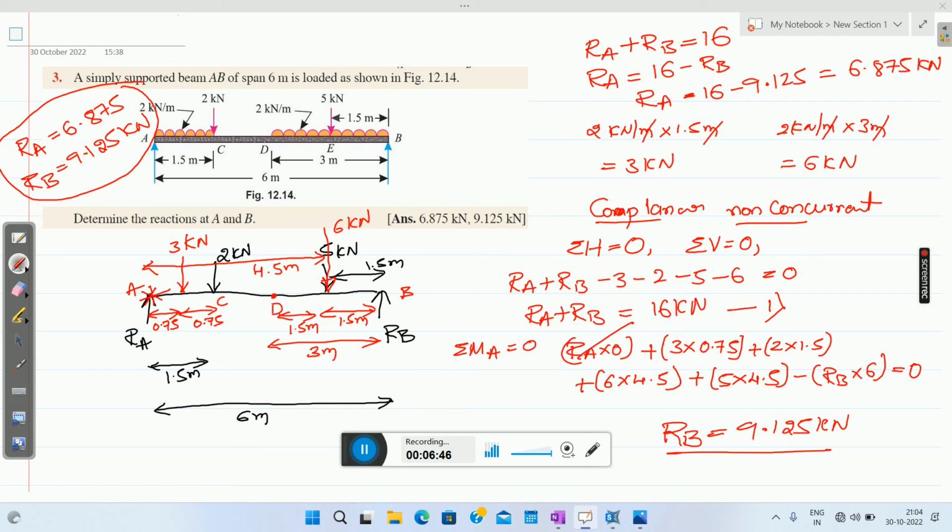Let me verify the answers by using the SAP 2000 program. Please note down the final answers: reaction RA is 6.875, reaction RB is 9.125 kilonewton.